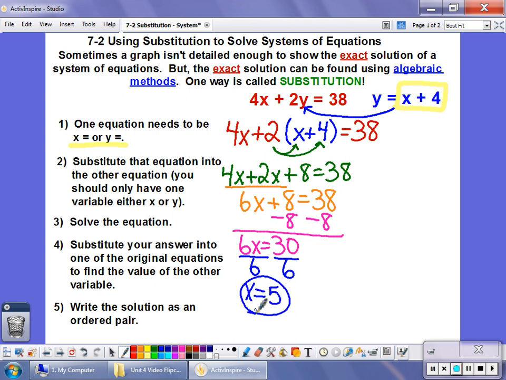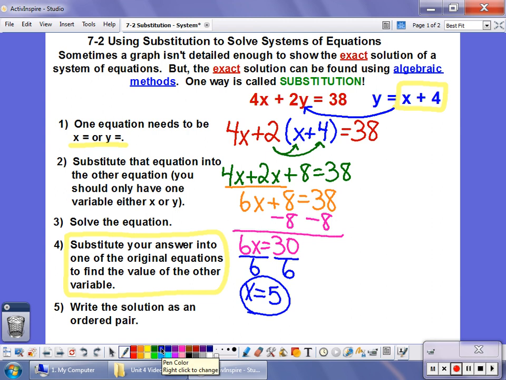Now you might think that we're done, but remember, the solution to a system of equations is not a single number, but an ordered pair. So what I need to do is take this value for x, and I'm actually going to substitute it again to now find out the value of y. I can take this value and substitute it into either equation. That will help me find out that missing value.